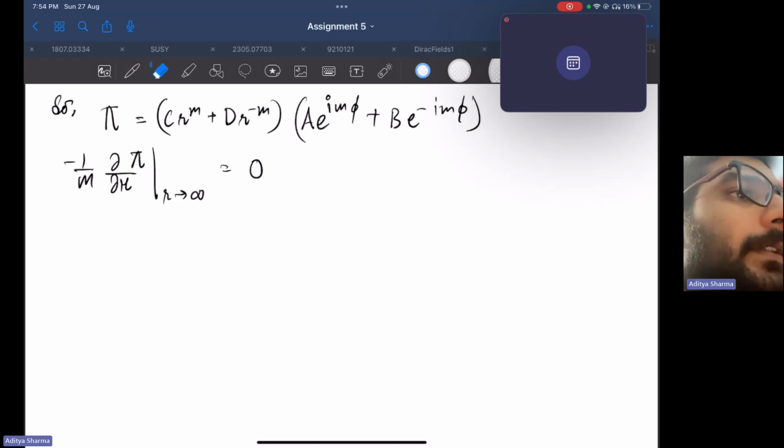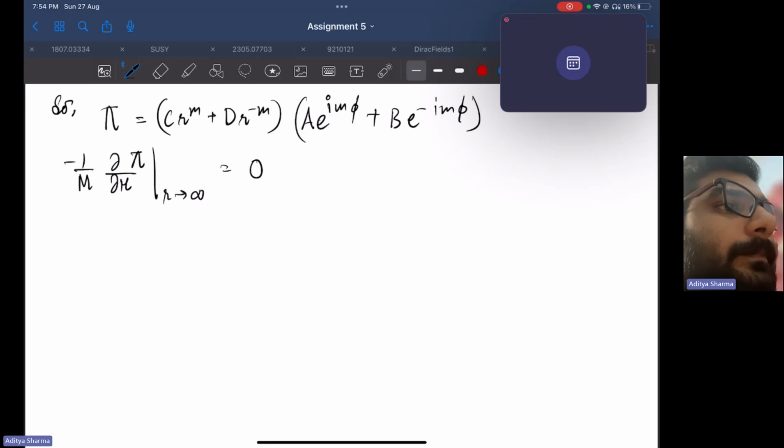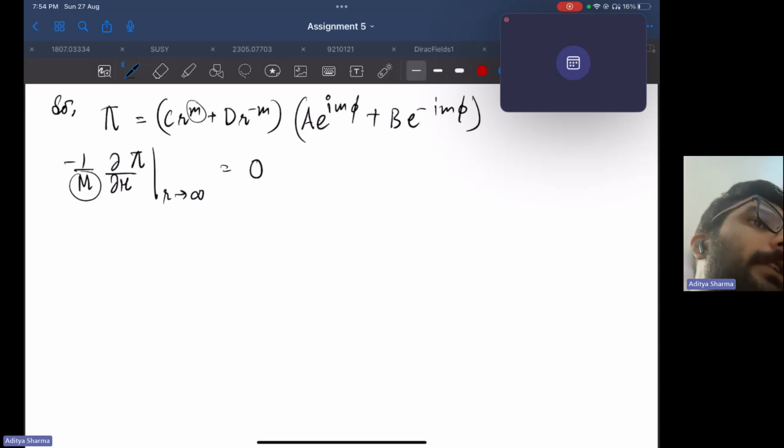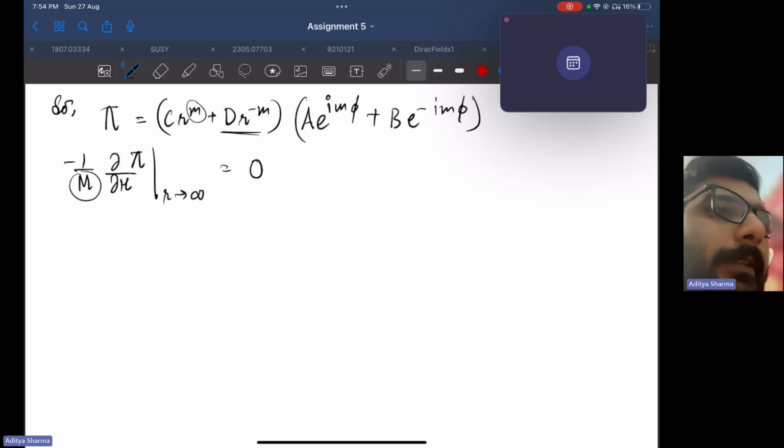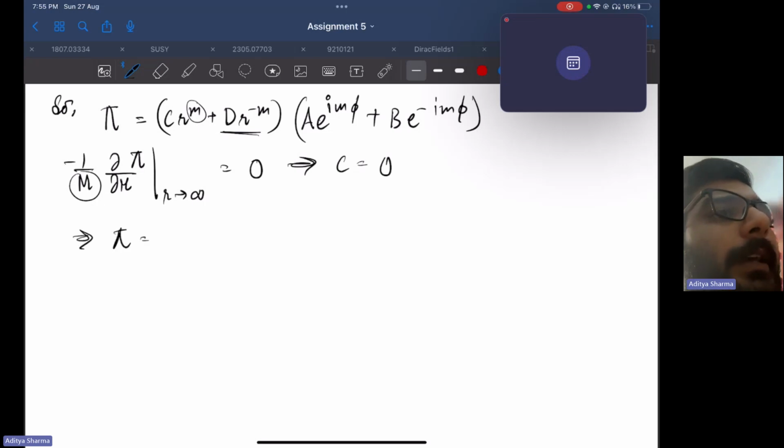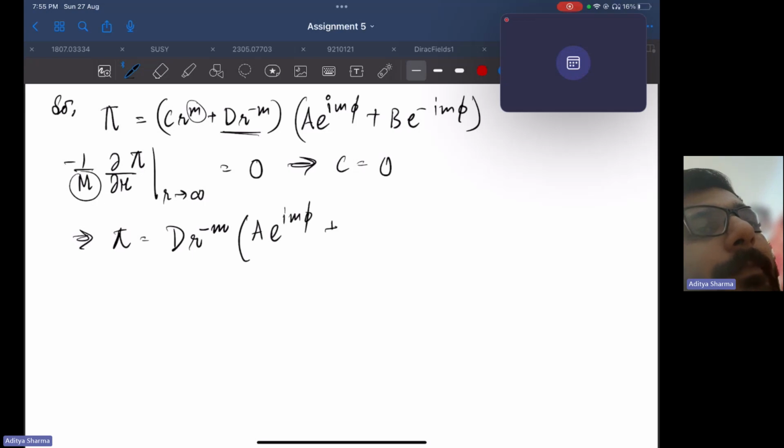This m is mass. This m is not the same as this m, that's why I'm writing it as particular. So del r of this thing at infinity should be 0, and that is 0 only for this part, which implies that c is equal to 0. So you're going to have phi as b r to the power minus m, b e to the power minus i m phi.